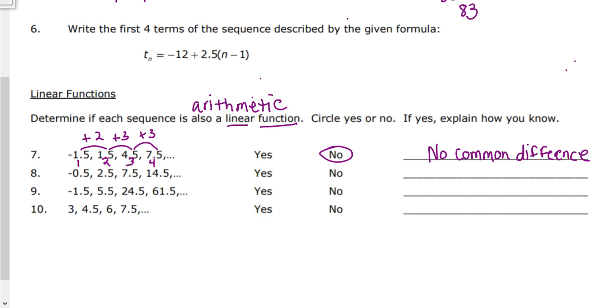Okay, let's look at one more together. Let's look at number 10. So number 10, I'm adding 1.5, and then adding 1.5, and then adding 1.5 again. So it has a common difference of 1.5. So yes, it's linear because there's a common difference.